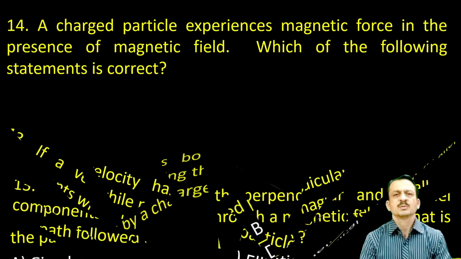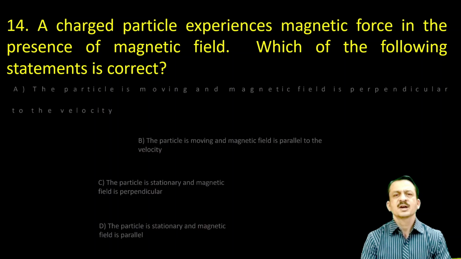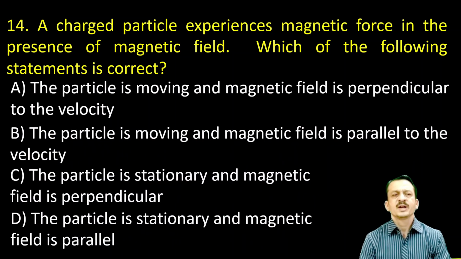Next problem. A charged particle experiences magnetic force in the presence of a magnetic field. Which of the following statements is correct? Now here the charged particle experiences a magnetic force in the presence of an external magnetic field. They have given four statements. Which of them is correct? A. Particle is moving and magnetic field is perpendicular to the velocity. B. Particle is moving and magnetic field is parallel.